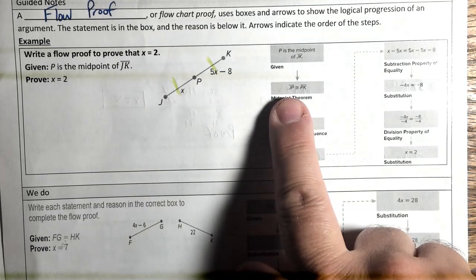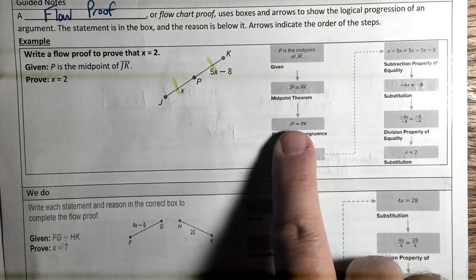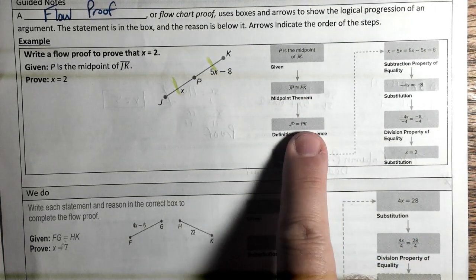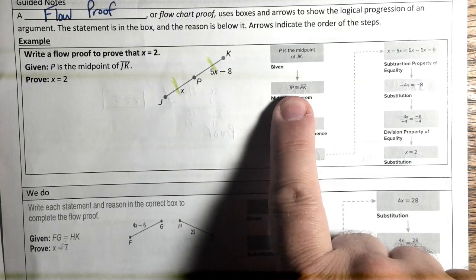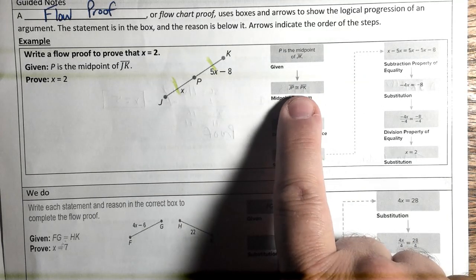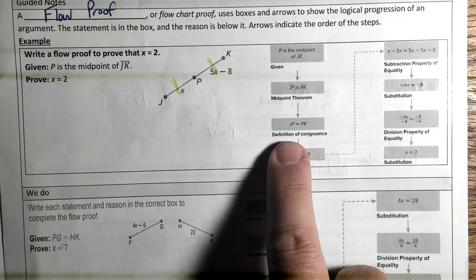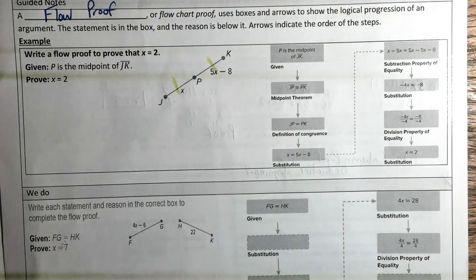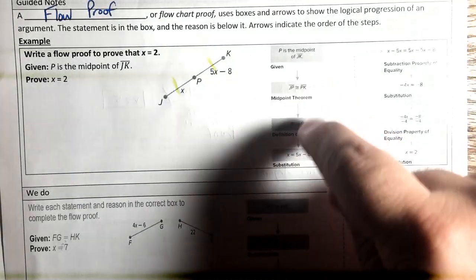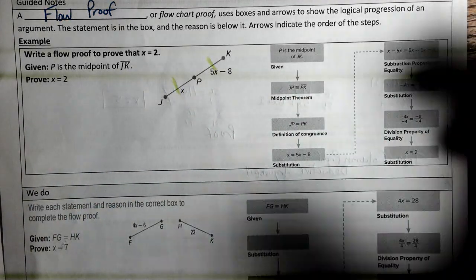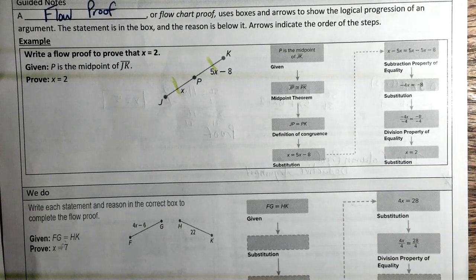All right, so this was statement 2. Statement 3, JP is equal to PK. Segment JP is congruent to segment PK, so JP is equal to PK, the definition of congruence. I said probably 90% of the proofs we do in this class, we're going to have one of these going one way or the other, sometimes more than one in these proofs. So I want you guys to look for that.